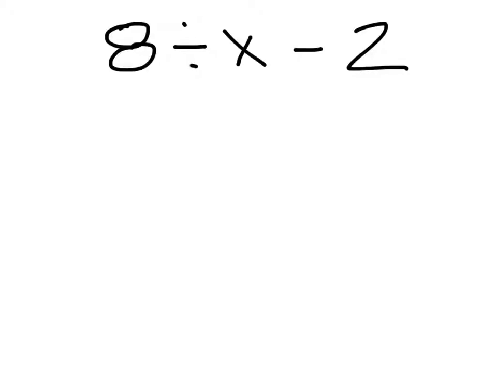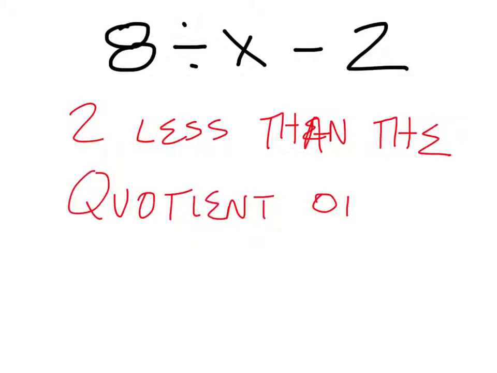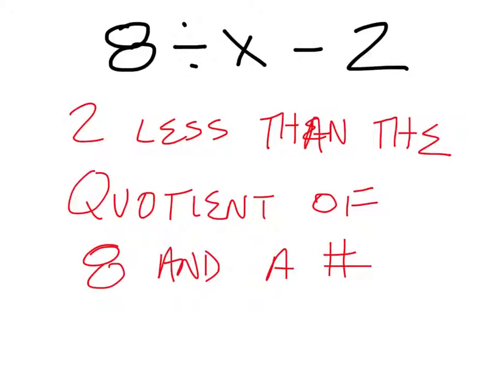One way you could do this is 2 less than, needed a, there we go, than the what? Yes. Quotient of 8 and a number. That's right. Not too many more ways you could write this.